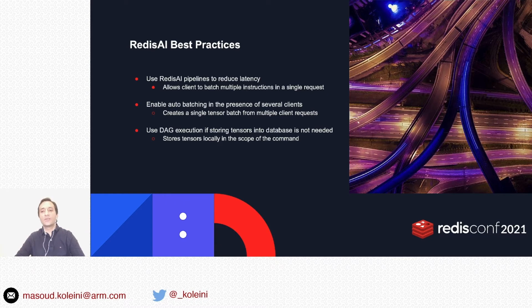The other feature to increase the performance is DAG execution. DAG execution specifies a directed acyclic graph of operations to run on RedisAI. The performance enhancement that DAG provides is that tensors are created in the local memory and don't get stored into the Redis database. That again saves some operations and increases speed.